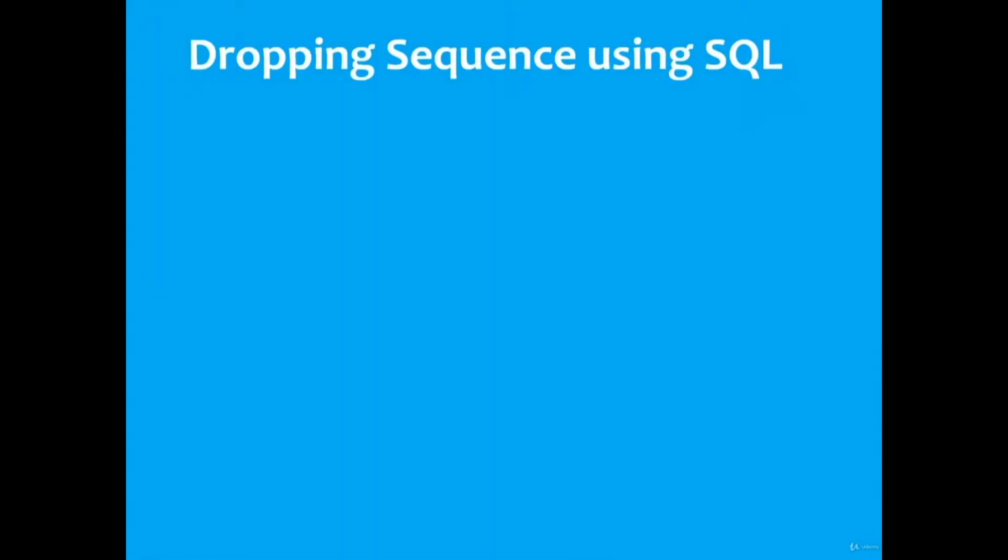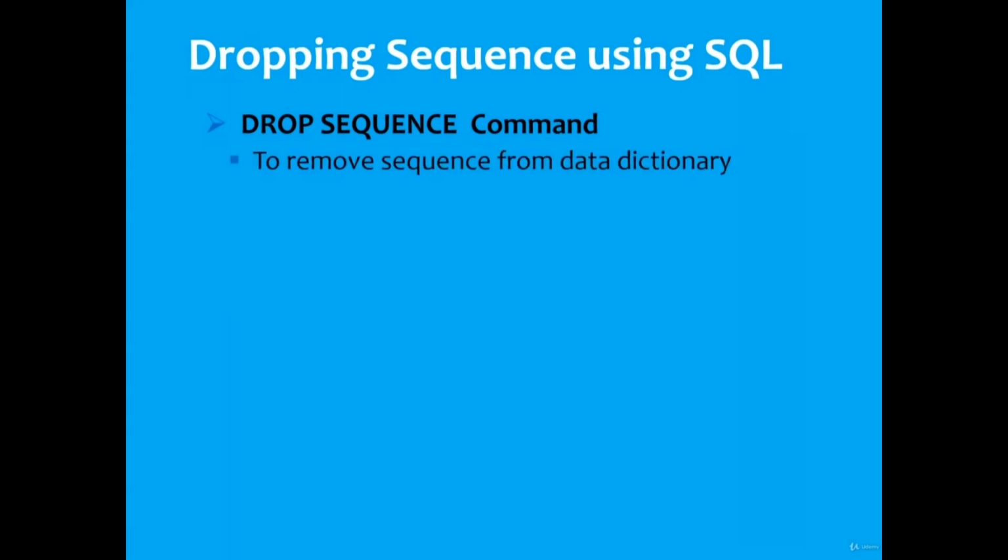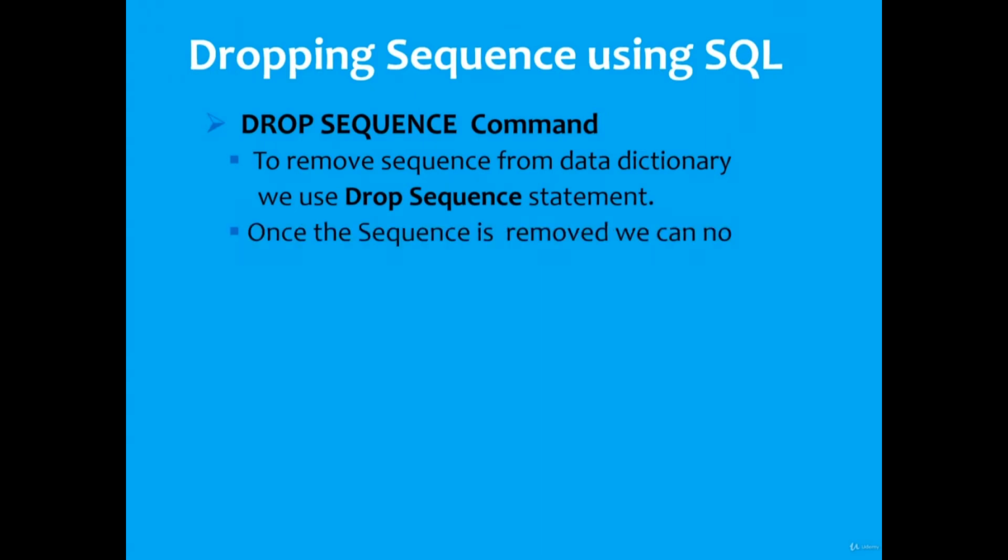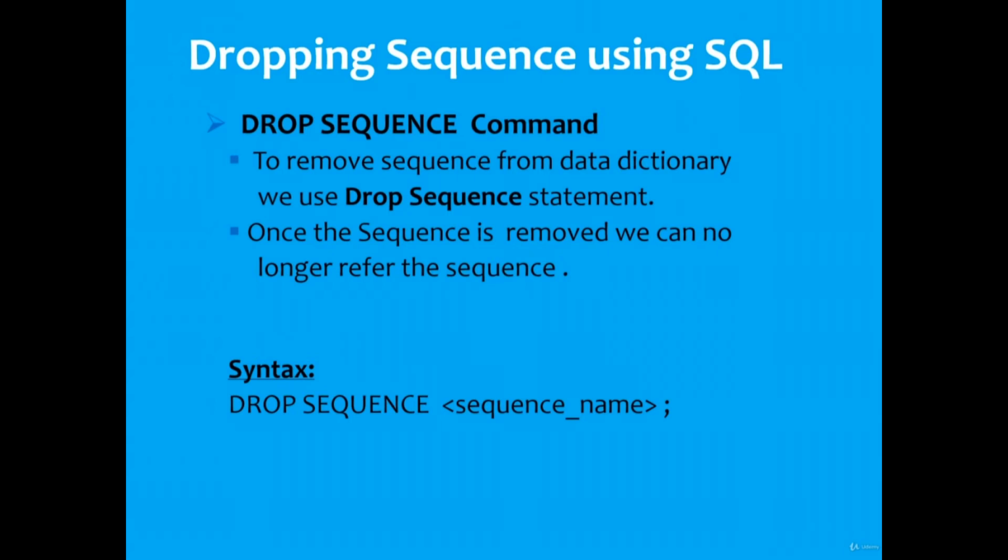Dropping sequence using SQL. We use the drop sequence command for dropping a sequence using SQL. To remove a sequence from the data dictionary, we use the drop sequence statement. Once the sequence is removed, we can no longer refer to the sequence. Syntax: drop sequence name semicolon.